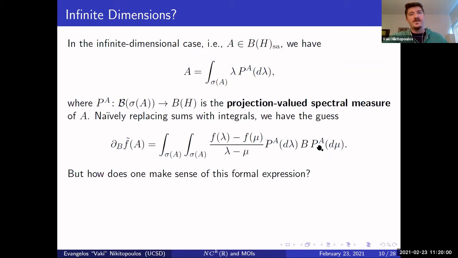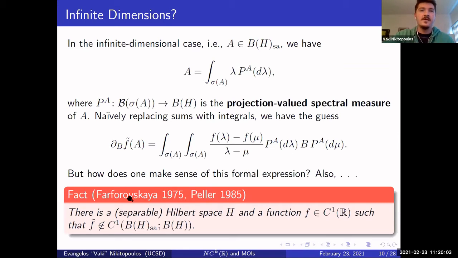And then there's a perhaps more serious problem that was shown by Farforovskaya in 1975 and Peller in 1985 and some more later, that in fact there is a separable Hilbert space H and a C^1 function f so that the operator function F tilde is not C^k. So even though it looks like this should make sense all the time, there are hints that it shouldn't. And actually, morally speaking, and sometimes technically speaking, in the area of differentiating operator functions, more or less the entire difficulty of differentiating the operator function is in making sense of expressions like this.